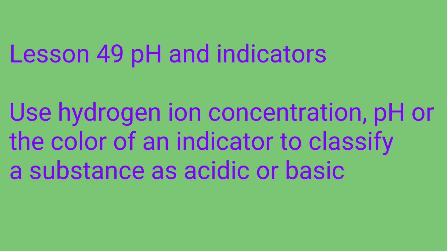In this lesson we are going to learn about pH and acid-base indicators. By the end of this lesson, you should be able to use hydrogen ion concentration, pH, or the color of an indicator to classify a substance as acidic or basic. Basic is also called alkali.